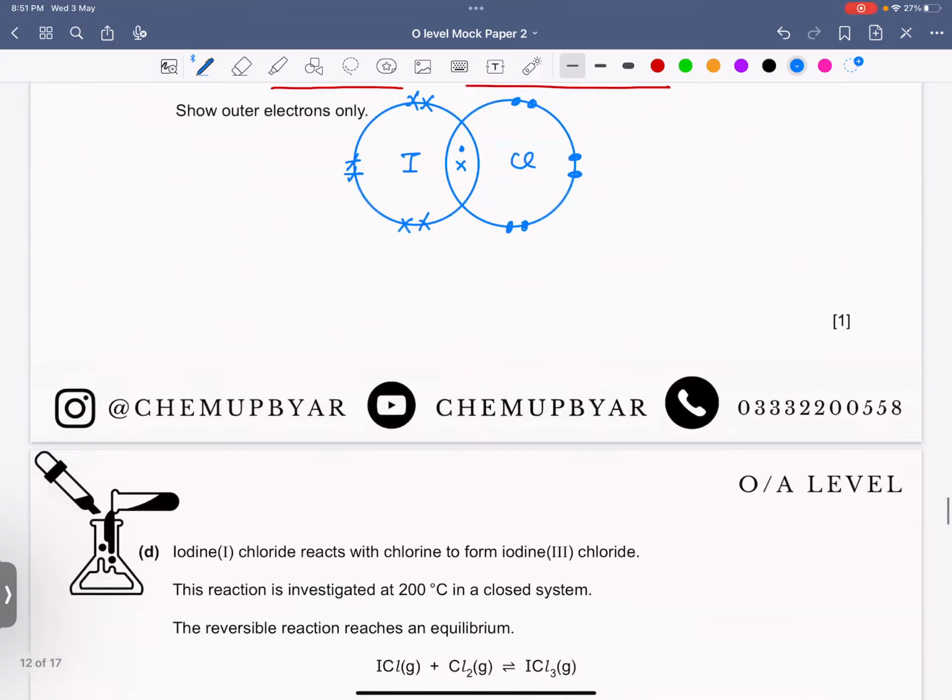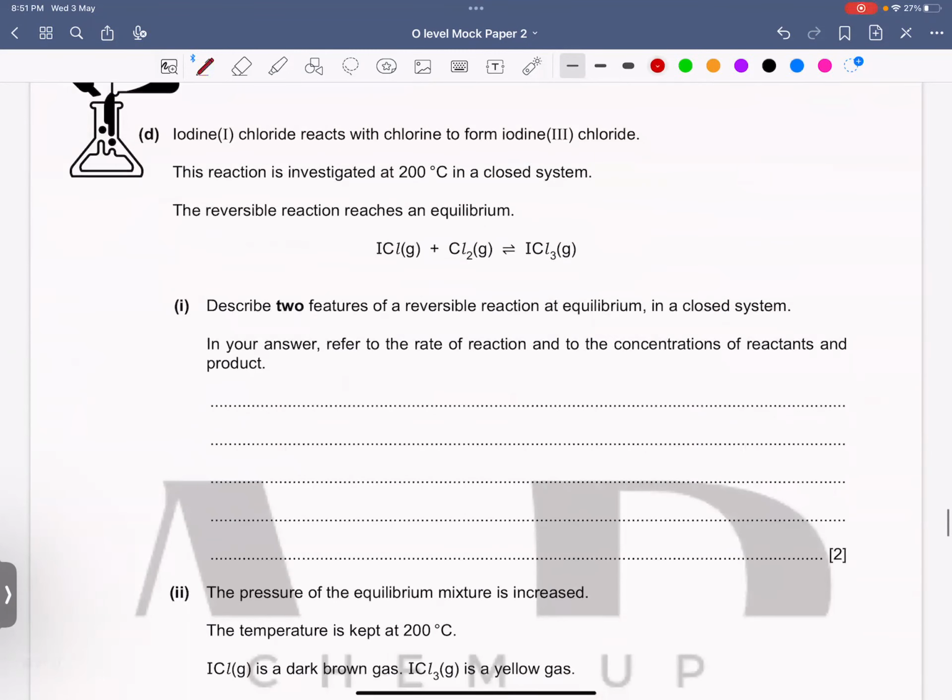Okay. Now D part. Iodine monochloride, ICl, reacts with chlorine to form iodine trichloride, ICl3. So it is clearly telling me that iodine is +1 over here, and here it turned into +3. So it's a redox reaction, and in that redox reaction, iodine +1 is the one which undergoes oxidation. And if it undergoes oxidation, it means it's behaving as a reducing agent. And it's a reversible reaction as well.